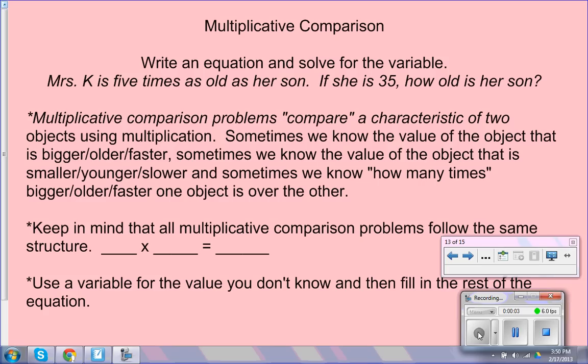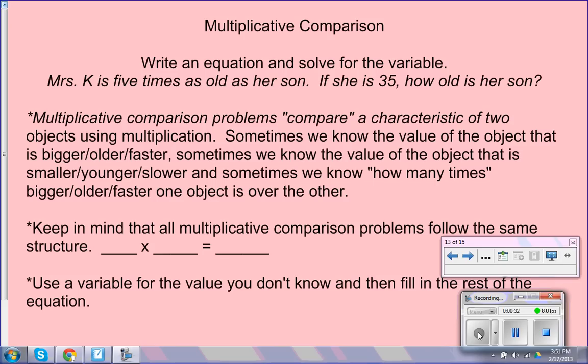Multiplicative comparison. On the pre-assessment, you had a problem that asked you to write an equation and solve a multiplicative comparison problem. Now, most people were able to find the answer to the problem, but actually writing an equation was a little trickier. So we're going to go through in this video how to write an equation and then solve that equation of a multiplicative comparison problem.